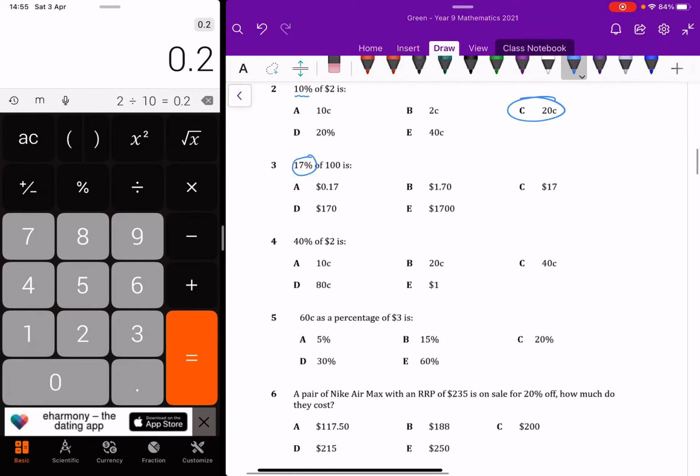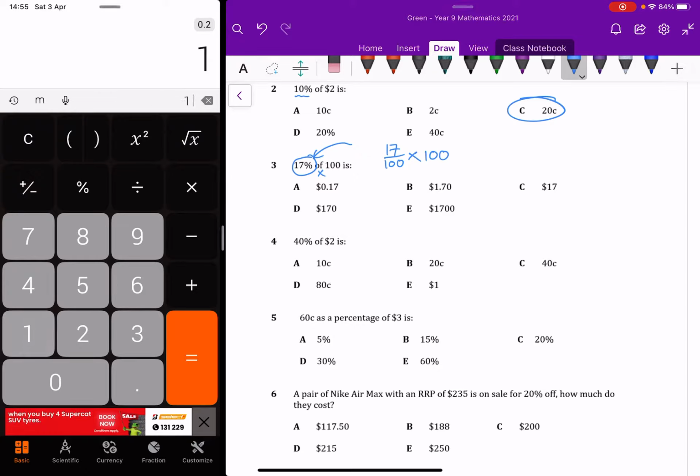17% of 100. Well, we talked about how we can calculate. So when we have 17, this is 17%, which means 17 out of 100. And then of kind of means times. So we get this, and then 100. So what we actually do is we go 17 divided by 100, and then times by 100. So we get $17.